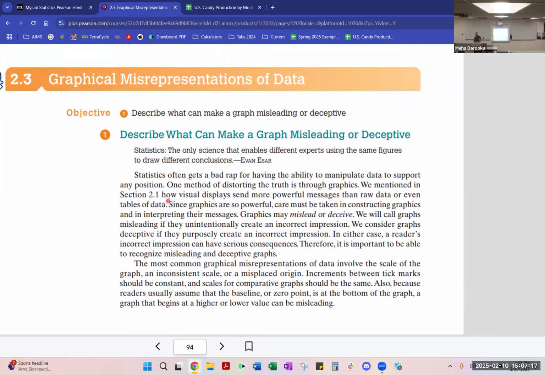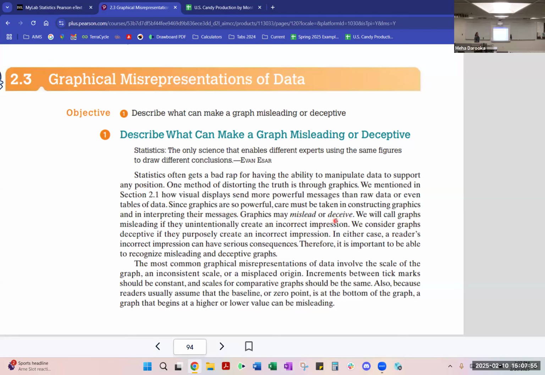In section 2.1, we saw how visual displays send more powerful messages than raw data or even tables of data. This is where we introduced histograms, pie charts, bar graphs, and those sorts of things. The idea is that graphics can be very powerful, especially when the raw data is not going to make any sense to people. How can we make our data available visually? This is where we have to be careful about how we construct the graphics and what kind of message can be interpreted from them.